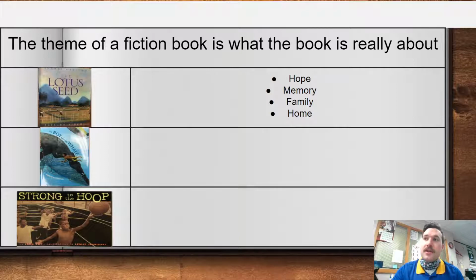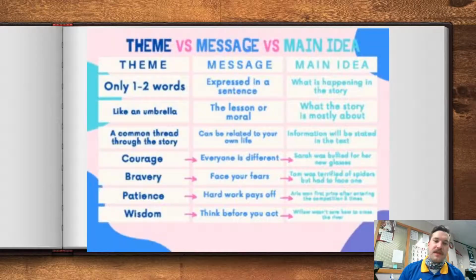So this is different than the message, because the message is like what the author wants you to learn. But this is kind of just what the whole book is about. The theme is one word about what the whole book is about.